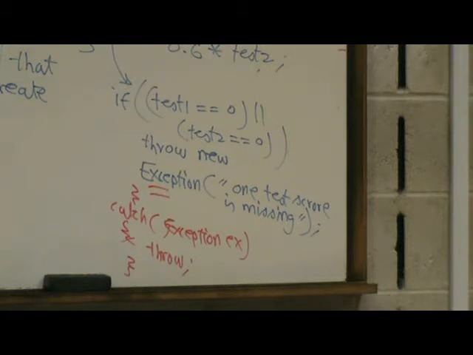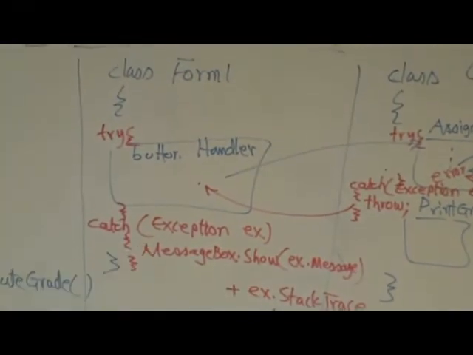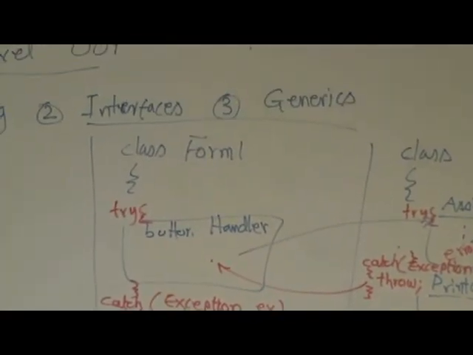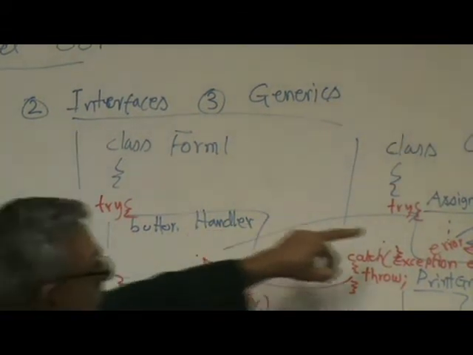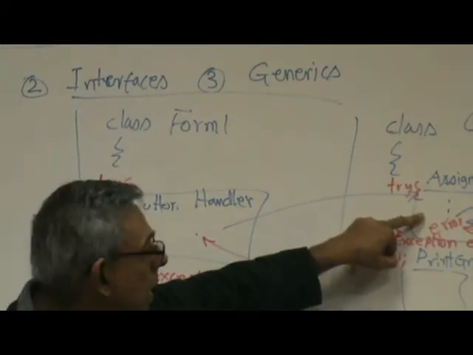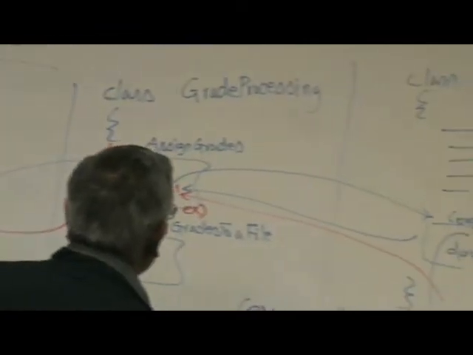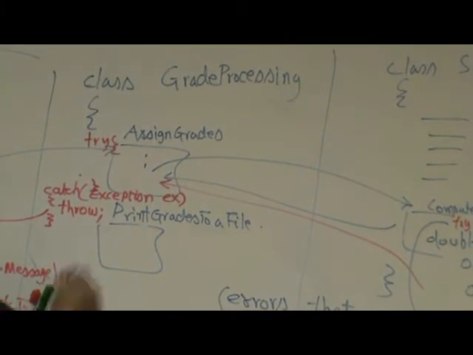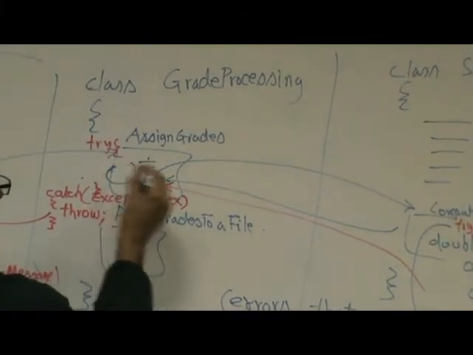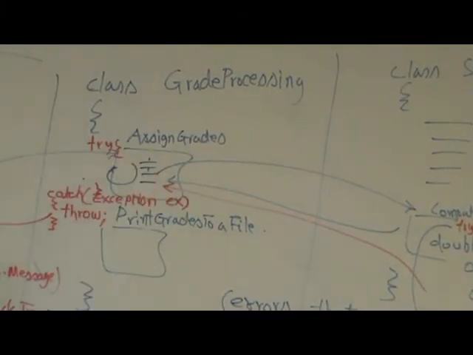Let's go through the same scenario. We wanted to assign grades to all the students, then print them to a file. So we start from here. We call the assign grades function, right? So first we call the assign grades function. Now we are going into a loop, reading all the students either from the database or from a file, whatever.